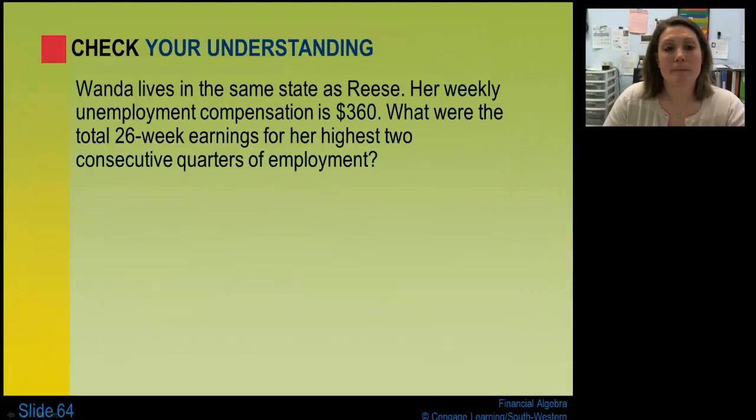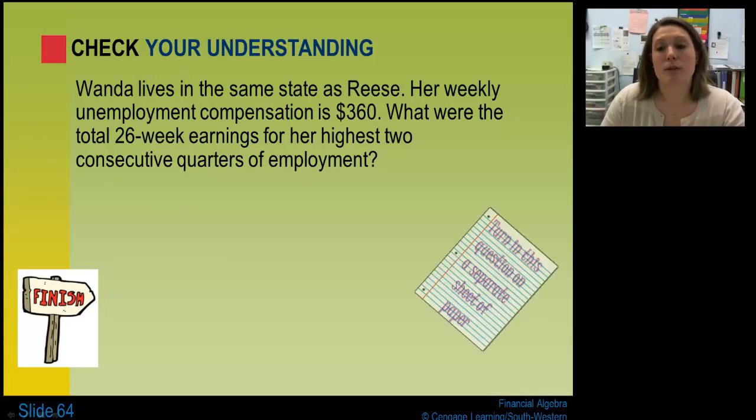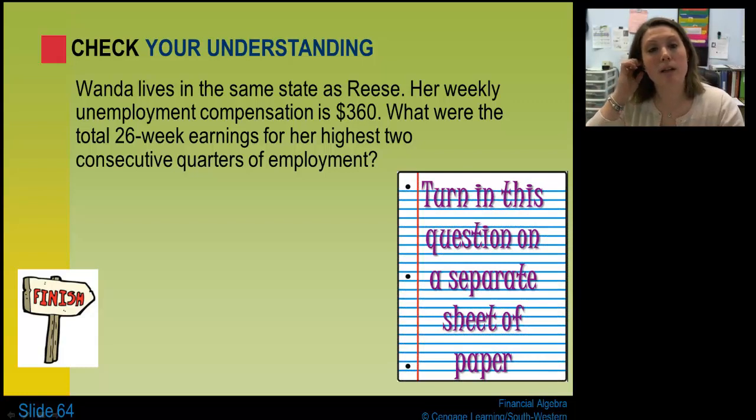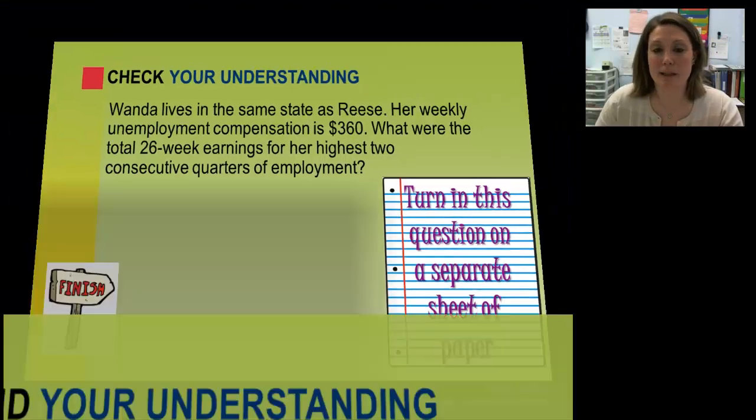Check your understanding. You are actually going to do this question on a separate sheet of paper. Wanda lives in the same state as Reese. Her weekly unemployment compensation is $360. What were the total 26-week earnings for her highest 2 consecutive quarters of employment? So if you work backwards from example 4, you will actually be able to do this problem. Very similar. You're just going in the reverse order here. So you need to complete this question on a separate sheet of paper, please.